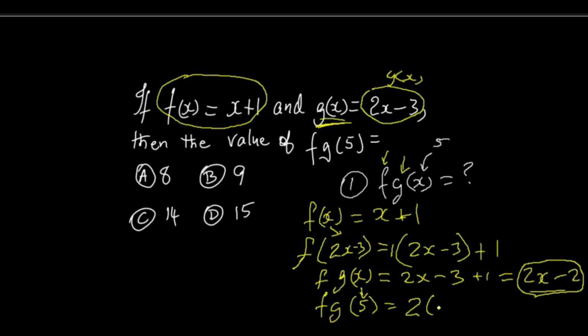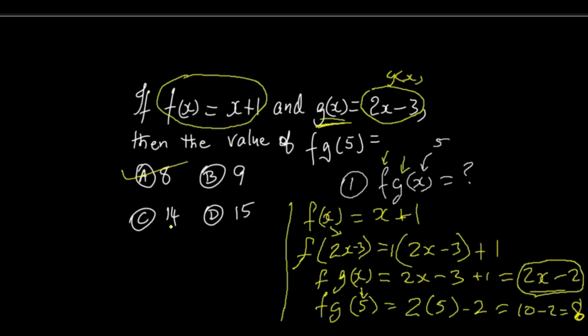So it's 2 times the x value, which is 5, minus 2. Now 2 5s is 10, and 10 minus 2 gives us 8. Alright, so that's 8. So our answer is 8. So that's one method. Okay, what's the other method?